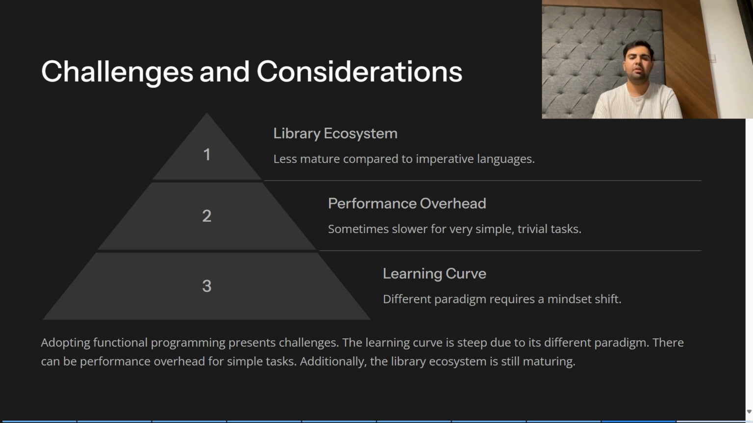In the next slide, you have the challenges and considerations which we should think about really hard. The library ecosystem is less mature compared to imperative languages. We have performance overhead, sometimes slower for very simple trivial tasks. Then we have the learning curve. A different paradigm requires a mindset shift.